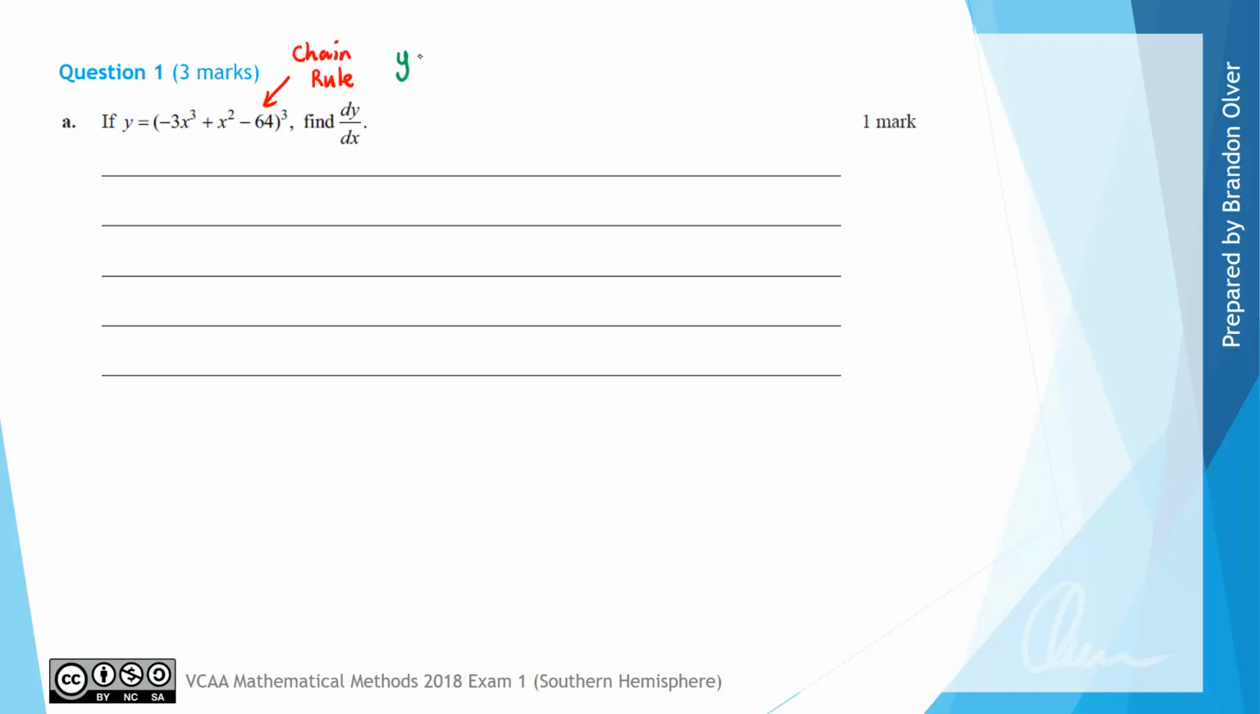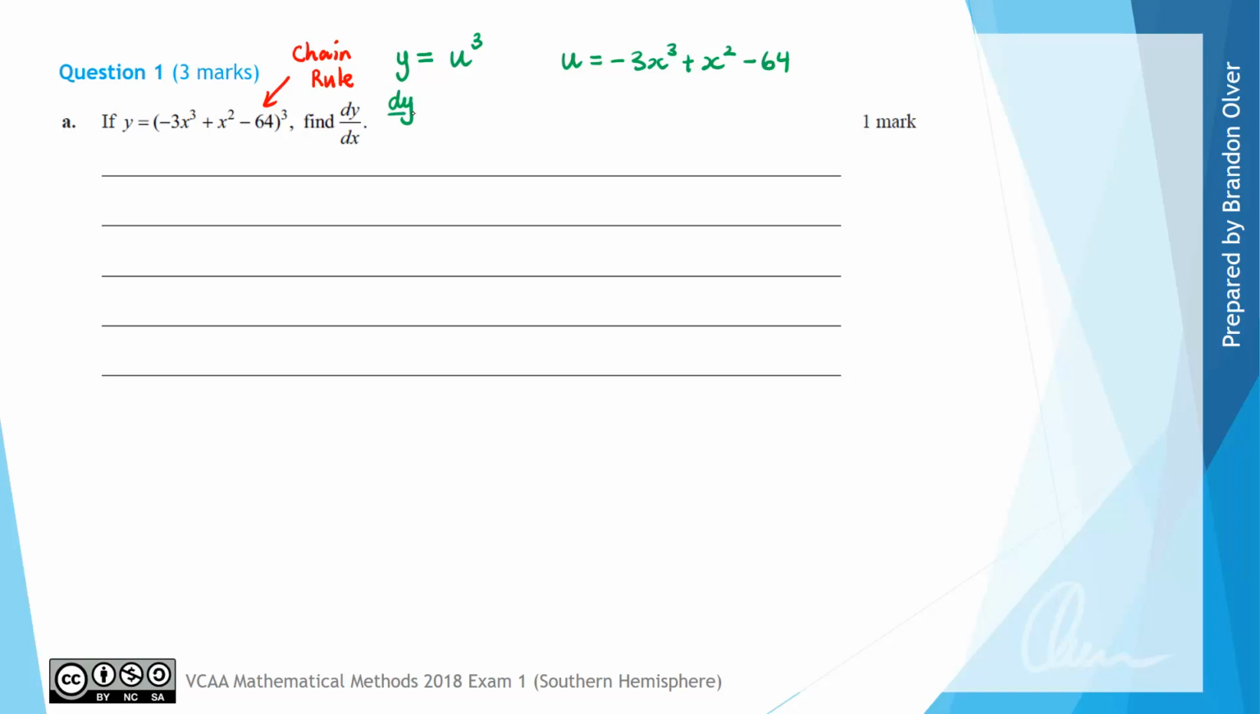And to apply the chain rule, we're going to identify y is equal to some inner function u cubed, and that inner function is negative 3x cubed plus x squared minus 64. And just be careful when you're rewriting this out, just so that you don't make any errors.